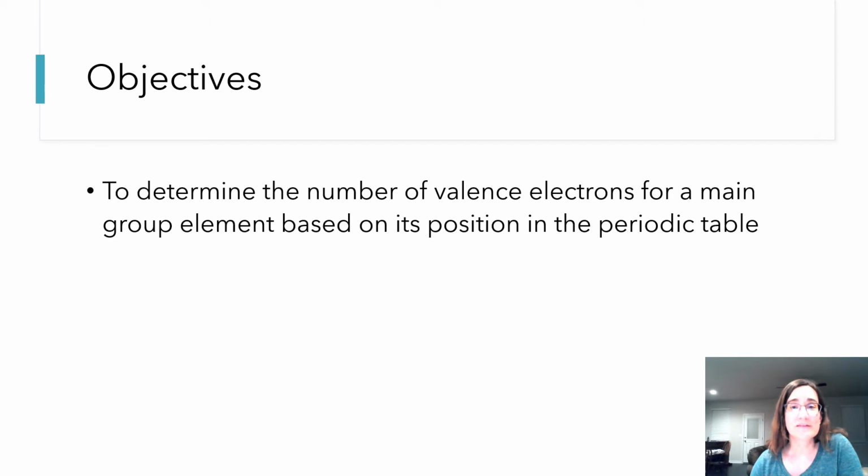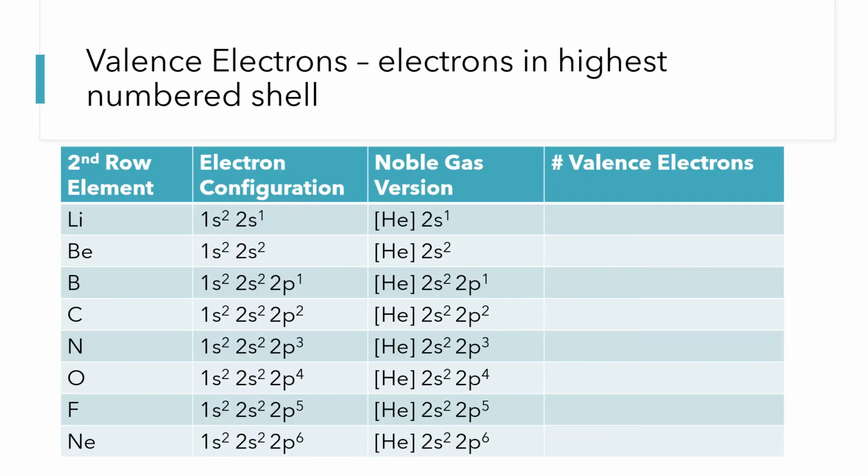Our goal for this video is to look at valence electrons based on where an element is in the periodic table. The valence electrons in an atom are all of the electrons that are present in the highest numbered shell. In this table, I've written out the electron configurations for the second row elements, lithium through neon. I've written both the full electron configuration and the noble gas shortcut version of the electron configuration.